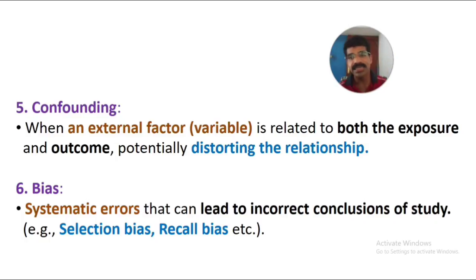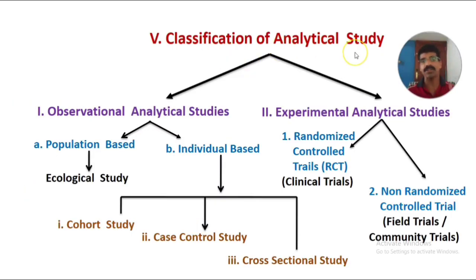So these are the 6 important components or concepts of the analytical study. Next is classification of analytical study. Analytical studies can be classified as observational analytical studies, that is non-experimental studies, and experimental analytical studies. I have already uploaded a video about the classification of epidemiological studies. You can go through that. I have explained everything in detail.